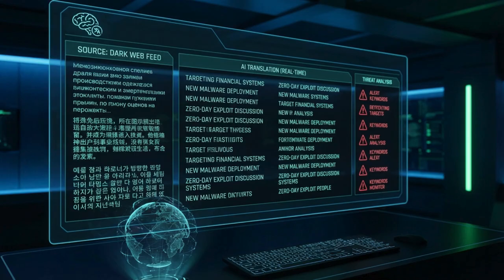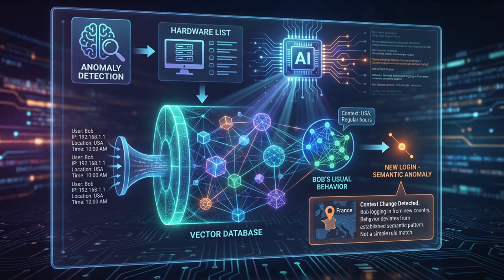Then we have anomaly detection. This brings us to the hardware list. We use vector databases to store logs not as text, but as mathematical concepts. This allows the AI to find semantic anomalies. It notices that Bob is logging in from a new country, not by matching a rule, but by realizing the context of his behavior has changed.